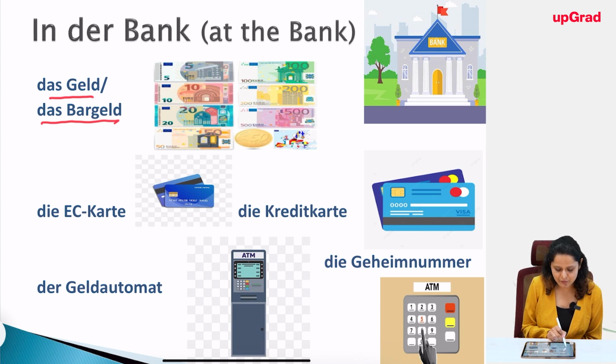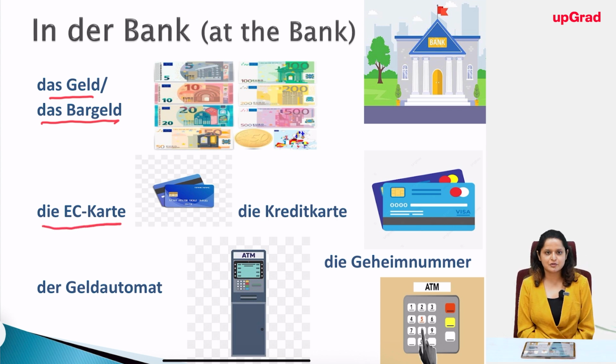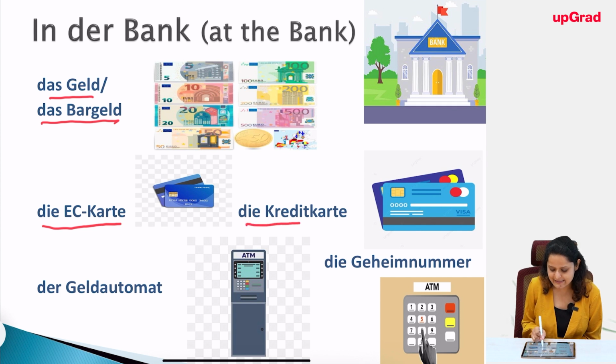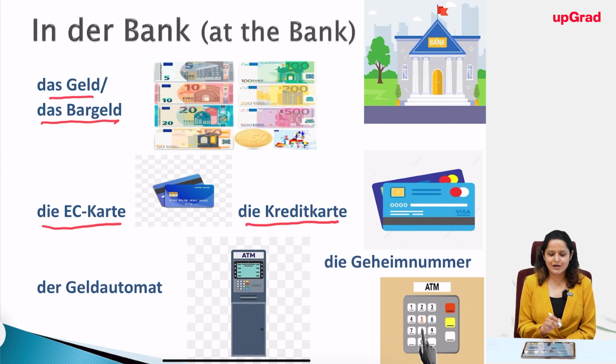Then you can see here, the word we have is the EC-Karte, which means an electronic card. That E and C stands for electronic, which means your ATM or your debit card. Sometimes your ATM cum debit card. So whenever you are issued a card by a bank from which you can withdraw money from an ATM machine, that is your EC-Karte. Another form of card that we have is the Kreditkarte, that is a credit card. So understand the difference between these two. The EC-Karte is your ATM card. The Kreditkarte is your credit card.